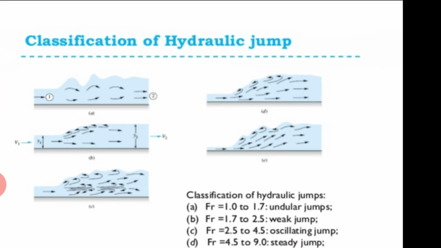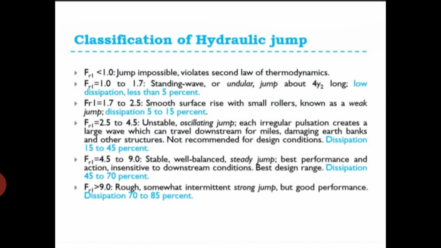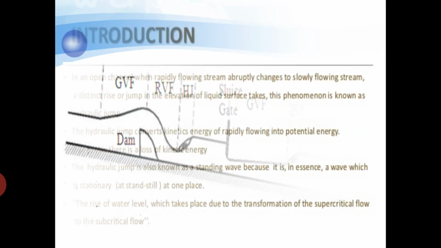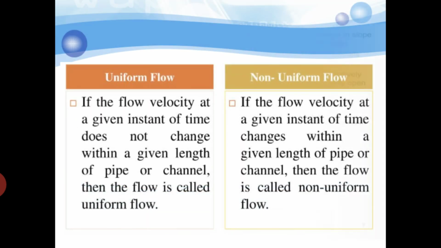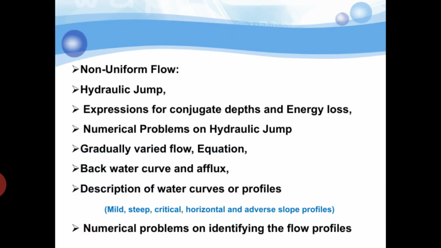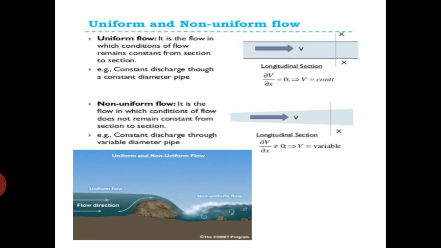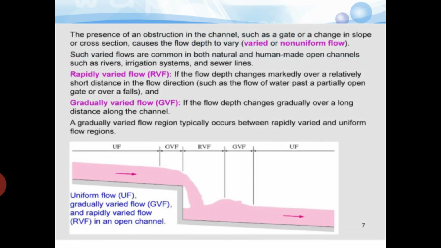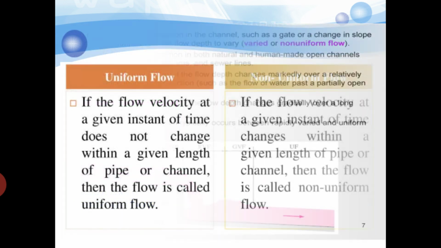Okay, then this is the hydraulic jump. As I gave the introduction about non-uniform flow, again non-uniform flow means the depth of flow varies throughout the length of the channel. The velocity is not constant. That type of flow is called varied flow, or non-uniform flow. We have studied that we get non-uniform flow if there is any obstruction along the direction of flow, then the flow becomes non-uniform.